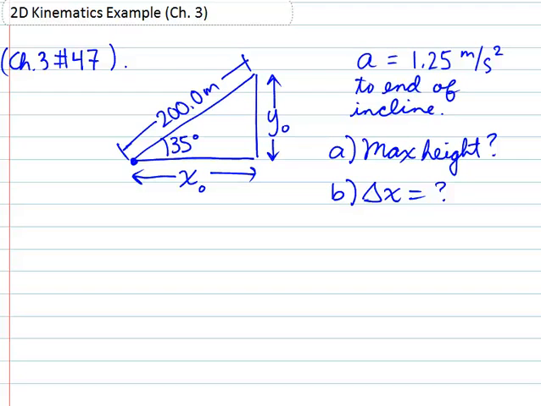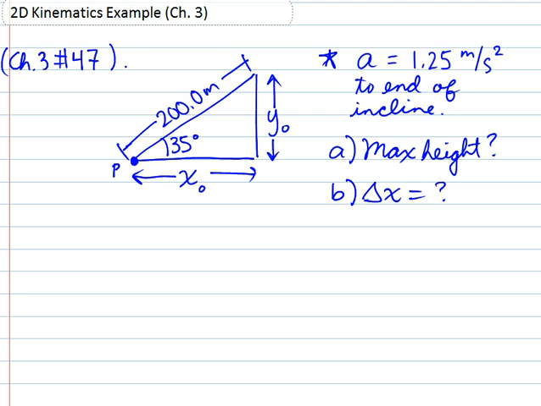Okay, welcome back everyone. In this video we're going to be looking at a two-dimensional kinematics example, so projectiles. This is number 47 from chapter 3. The situation is we have a ramp that's 200 meters long and angled at 35 degrees, and our object has an acceleration of 1.25 meters per second squared until it reaches the end of the incline. Then it becomes a projectile. What we're trying to find is the maximum height and the range that it travels, both measured from this 0 point P right here.